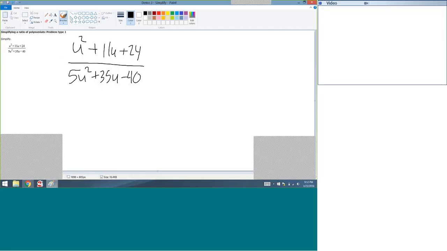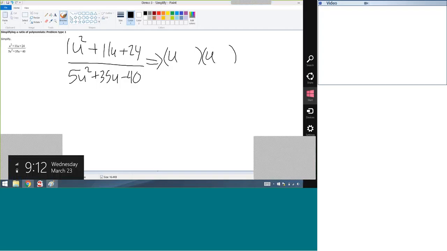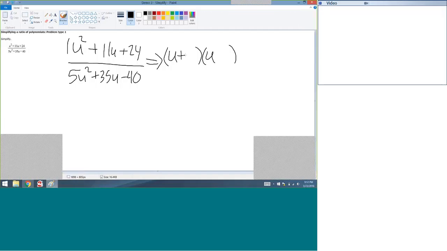So looking at the numerator first, we have another trinomial with a coefficient of 1. There's no GCFs, so we can go immediately to our parentheses. So factors of 24 that equal 11, we're going to end up with positive 3, positive 8.